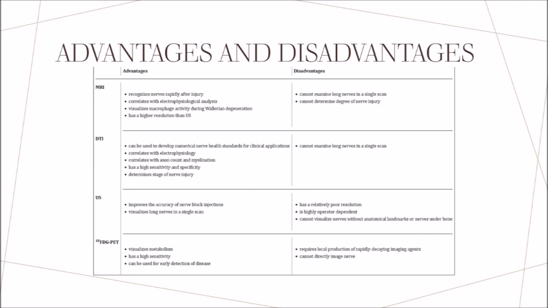And finally, PET is extremely helpful when trying to find tumors in the nervous system due to the increased metabolism of the tumor, but is not so good for imaging other things such as lesions. As of now, MRN is the gold standard for evaluating nerve injuries, whereas DTI is the gold standard for evaluating nerve health.